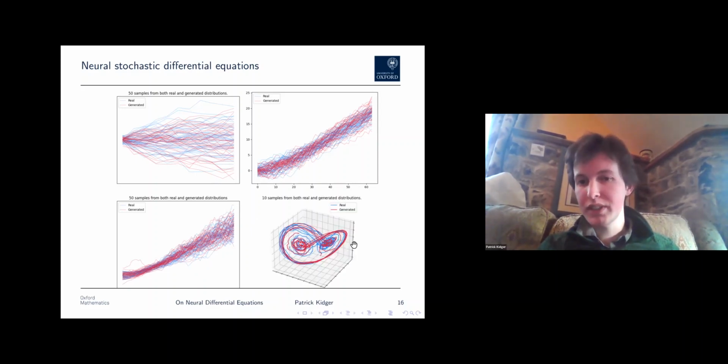And then also, once again, we don't have to stick to univariate things. We can do multivariate things. This is a stochastic RNN's attractor, a chaotic system. And yes, once again, we can fit an SDE to this data set.